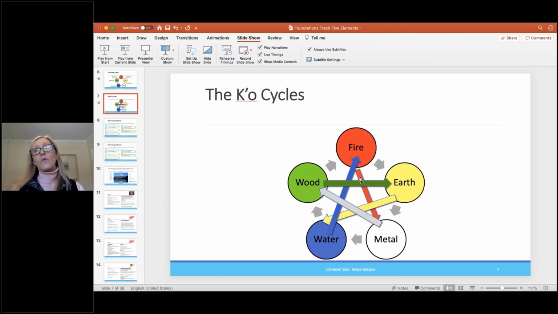So fire, right, melts metal. So joy melts grief, right? So finding your heart and finding the things that make you happy will help you deal with your grief, right? Metal cuts wood, right? Metal cuts wood. So grief cuts anger. Sometimes people who are just angry all the time, right?